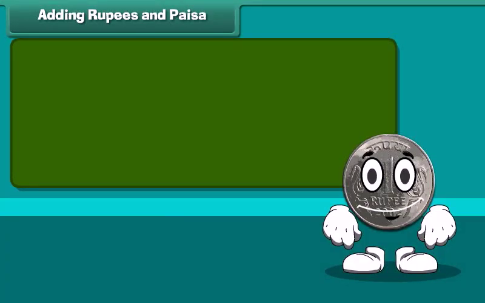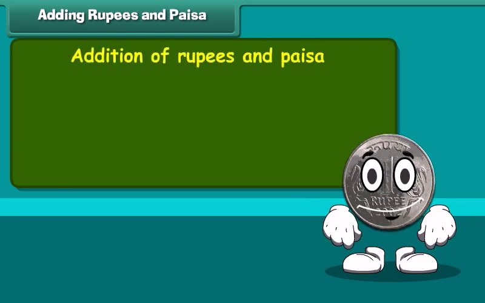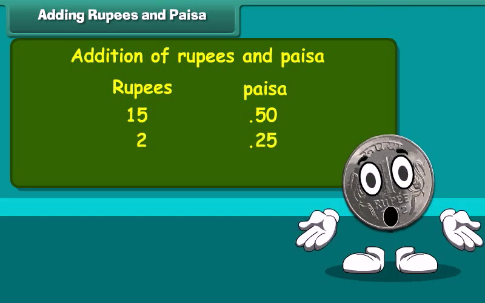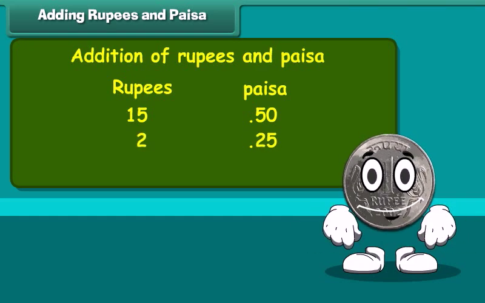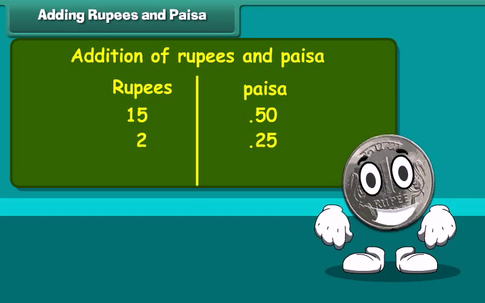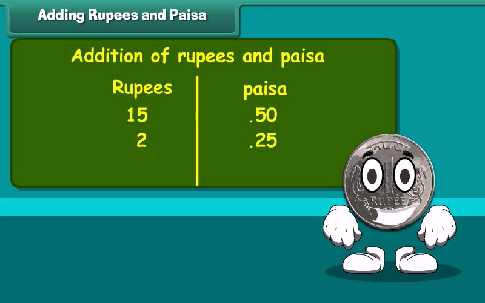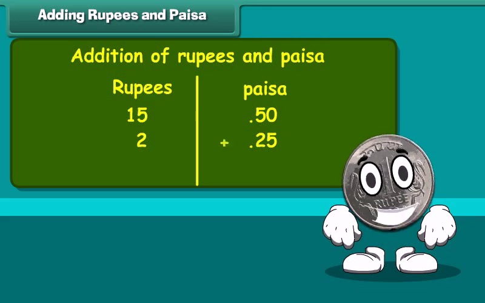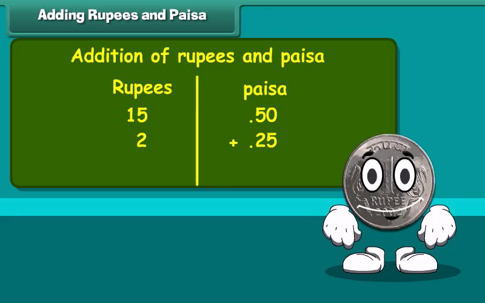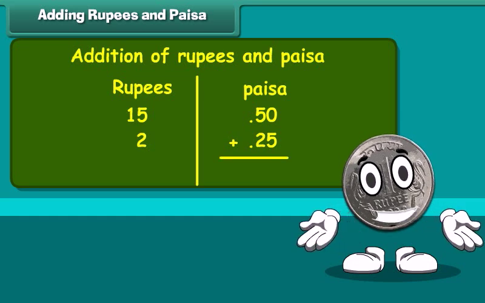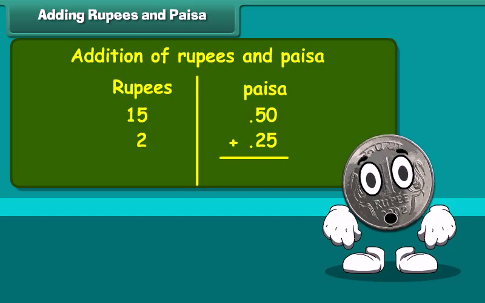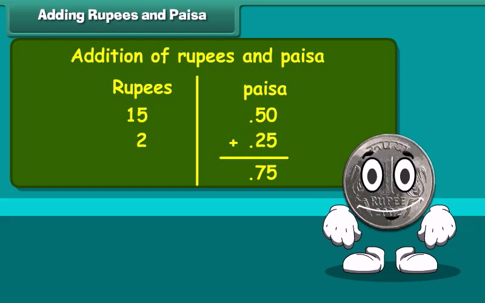Adding rupees and paisa. Let us learn addition of rupees and paisa. Add 15 rupees 50 paisa and 2 rupees 25 paisa. Write the amount in 2 separate columns of rupees and paisa. First add numbers in paisa column. 50 plus 25 paisa is equal to 75 paisa.